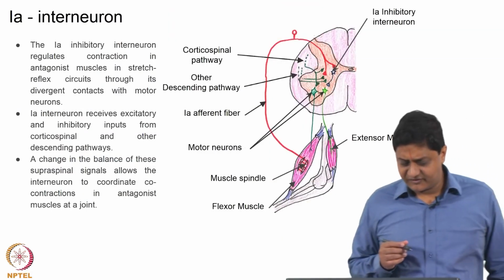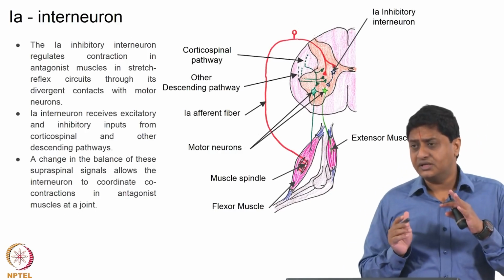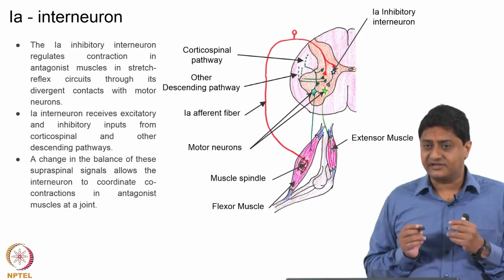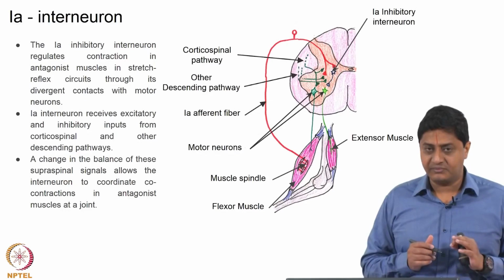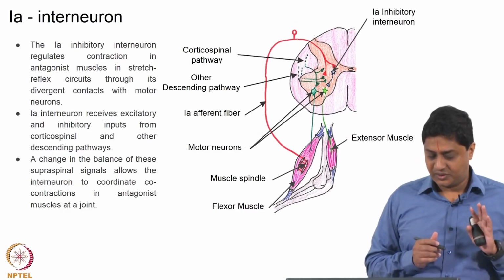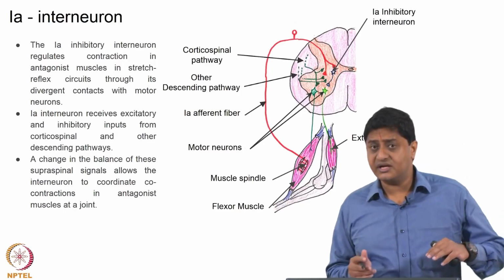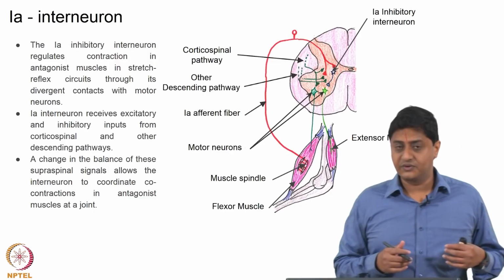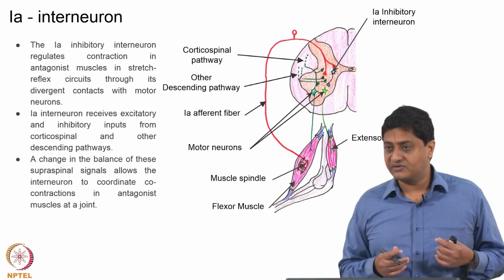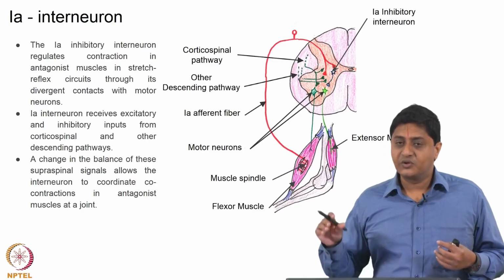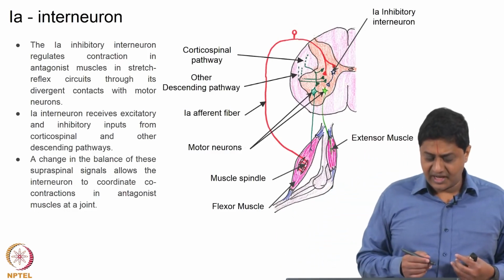And let us remind ourselves of what the 1A inhibitory interneuron does. The 1A inhibitory interneuron is excited by the 1A afferent and is inhibited by the Renshaw cell. It regulates contraction in the antagonist muscle. So if the muscle of interest is the biceps, the 1A inhibitory interneuron that receives inputs from the biceps regulates contraction of the triceps, the antagonist muscle.